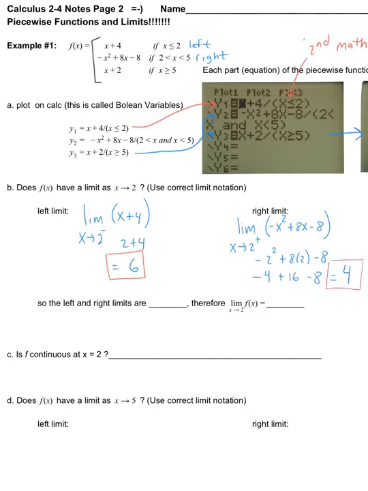All right, so as we move along, the left and the right limits are not equal. The left is 6 and the right is 4.